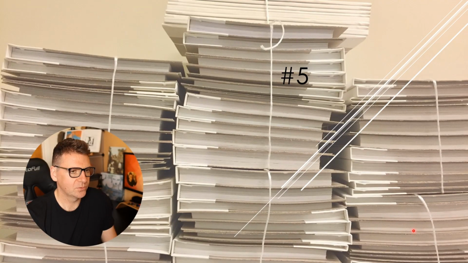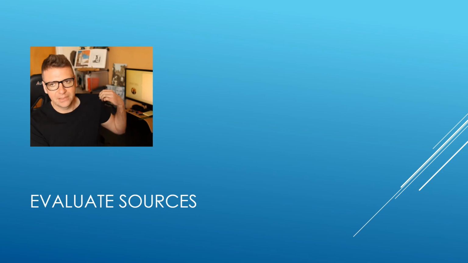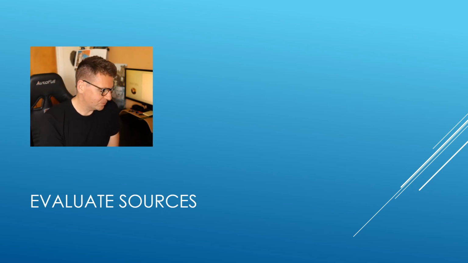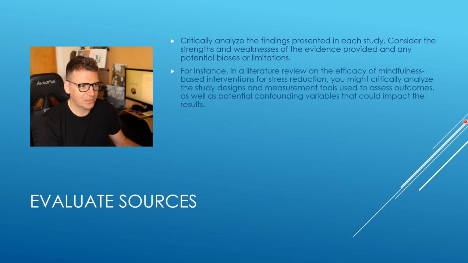Number 5, evaluate sources. Okay, so this is another way. We've touched upon it there, is know the credibility of our sources, but how do we do that in a more specific way? Okay, so critically analyze the findings presented in each study, consider the strengths and weaknesses of the evidence provided, and any potential biases or limitations. So we've already looked at stuff like that.